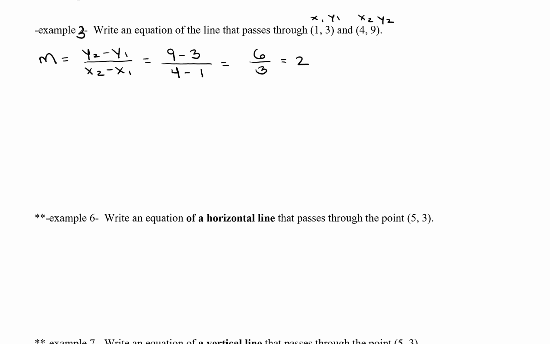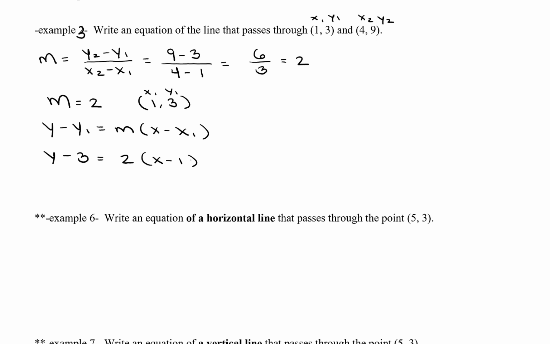And then I get to choose either one of the 2 ordered pairs that I was given earlier to use in my point slope form. I'm just going to go ahead and use 1, 3, because that one already has labeled the x sub 1 and the y sub 1. So point slope form is y minus y sub 1 equals m times the quantity x minus x sub 1. So my equation will be y minus 3 equals 2 times the quantity x minus 1. And we're going to box that in.